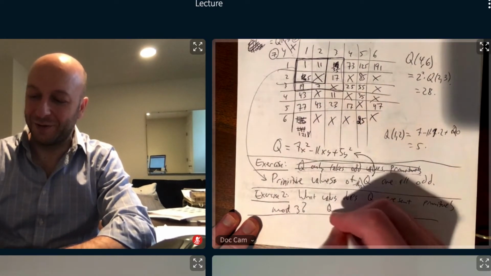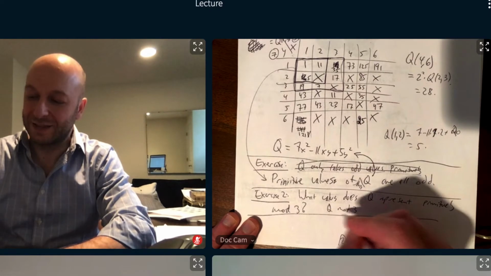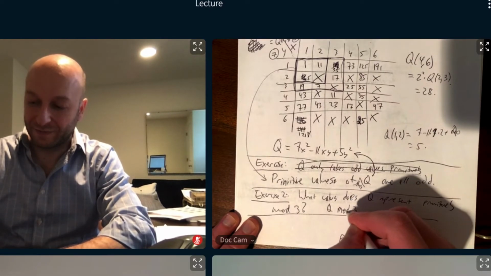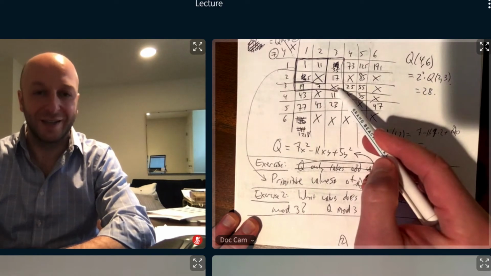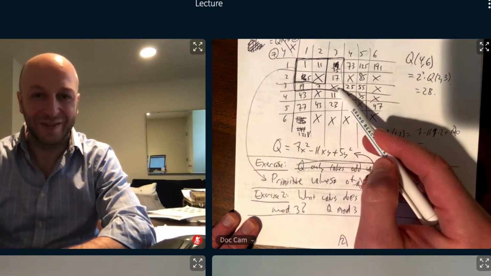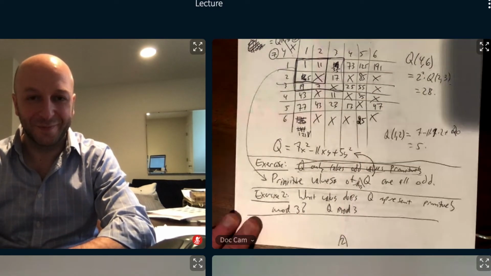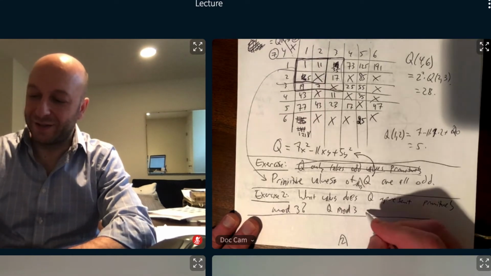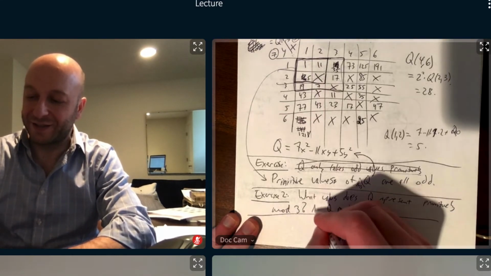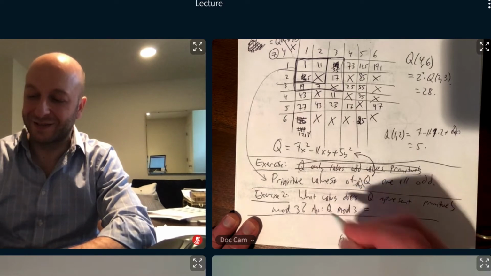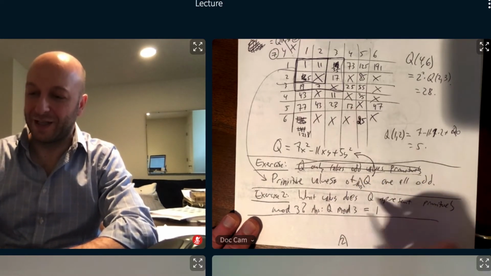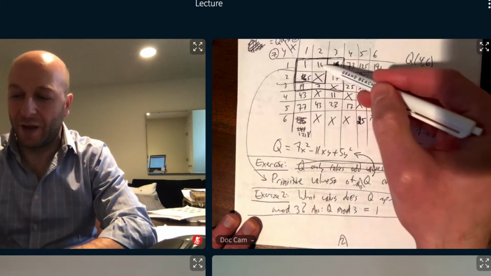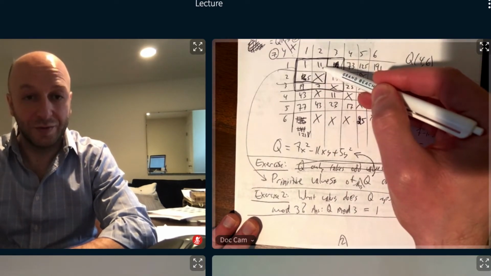So q mod 3, imprimitively, we can take the value 3, 3, and we know that that's a multiple of 9. That's cheating. Q mod 3 is, so this is the answer, I see 1. 11 is 2.